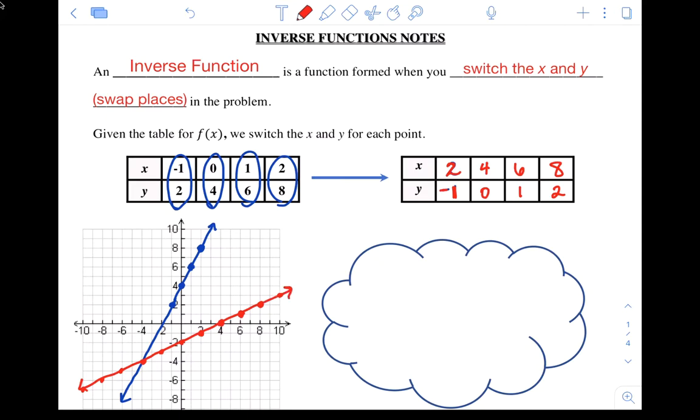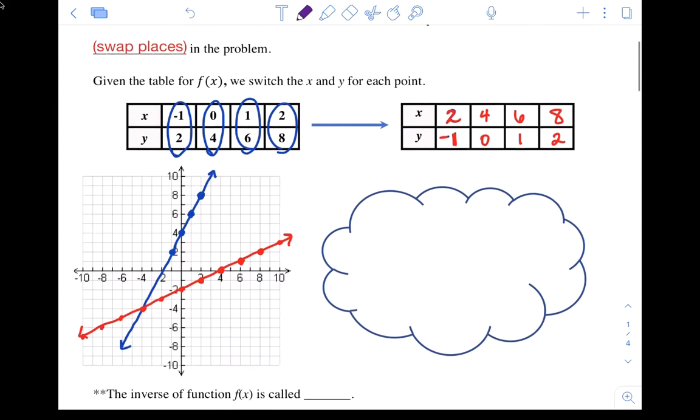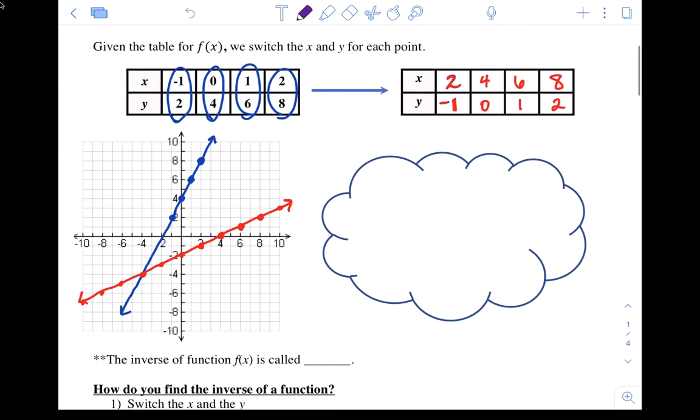So I want you to notice something here. I'm going to borrow one other color, purple. When you look at these two lines, they are reflections of each other. We've swapped their x and the y. Now the question is, where are they reflections, and what is that over? Here's what I want you to discover.